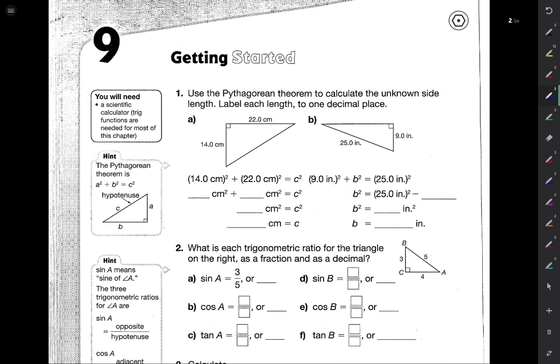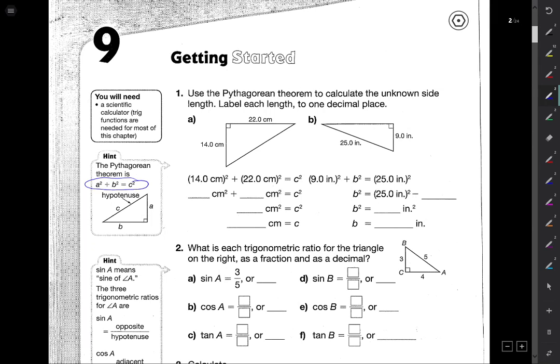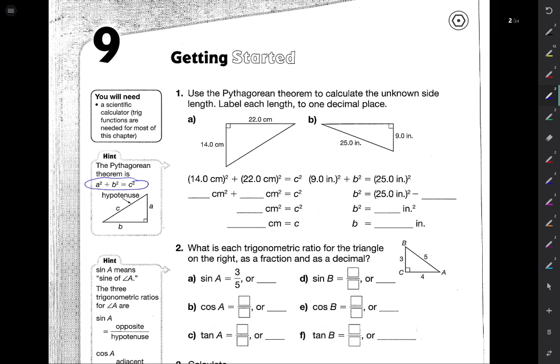To start off the next unit, I want us to look at this getting started page. On this page is going to be a bit of a refresher of trigonometry that you did in grade 10 essential math as well as in grade 9. So we need to remember the Pythagorean theorem, which is a squared plus b squared is equal to c squared.